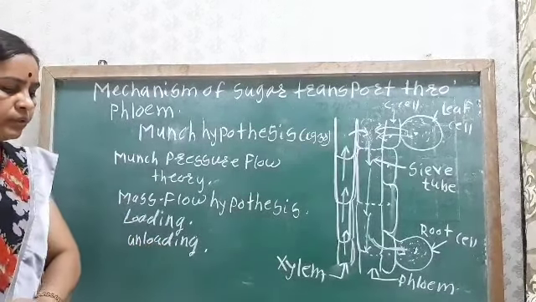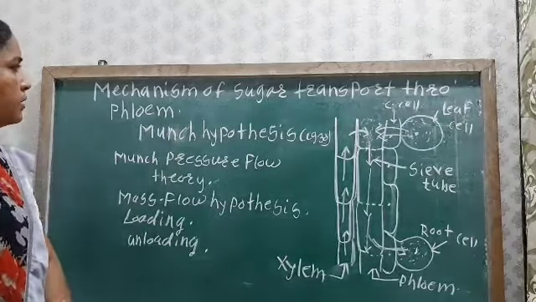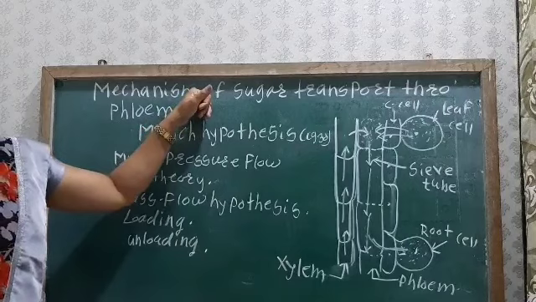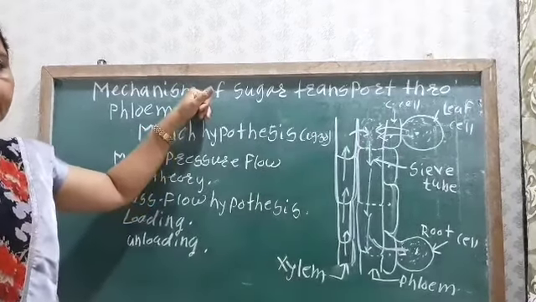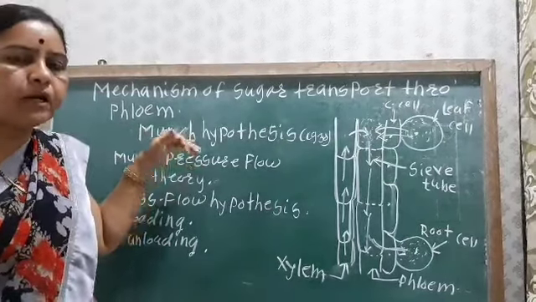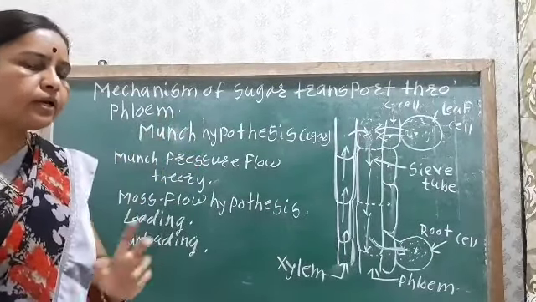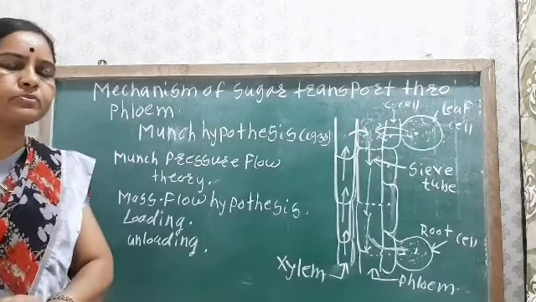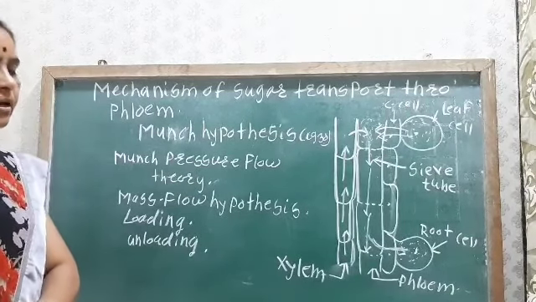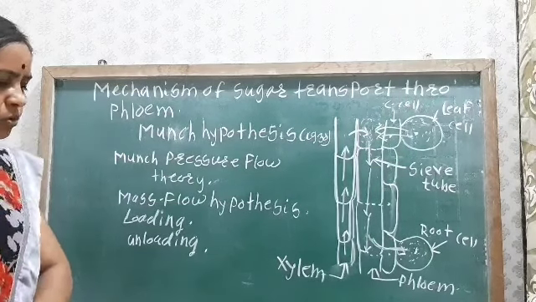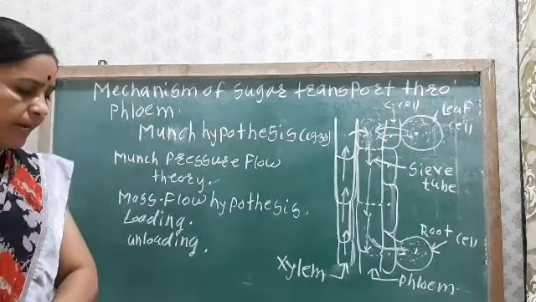Okay, so next is the mechanism of the transport of the food through the phloem. It was discovered by the scientist Munch. Okay, and it was discovered how the movement of the food material takes place from the high turgor pressure to the low turgor pressure, that is, due to the turgor pressure gradient.